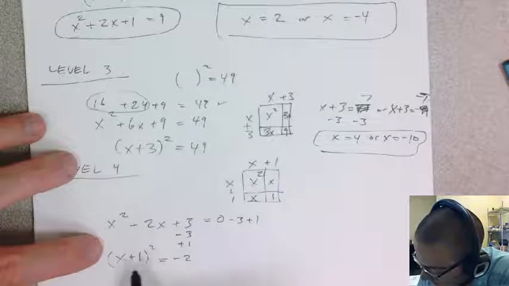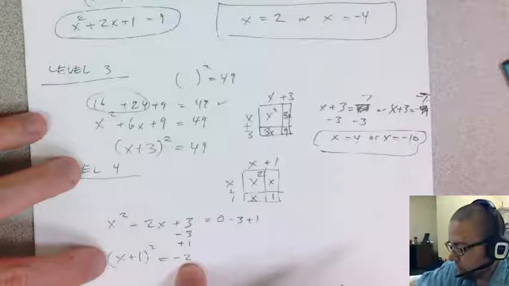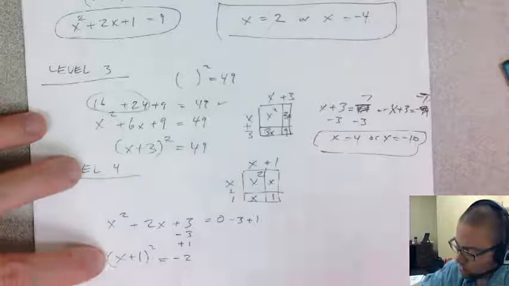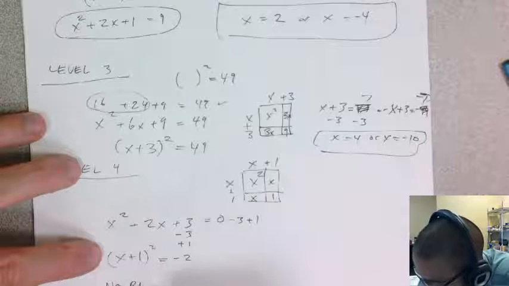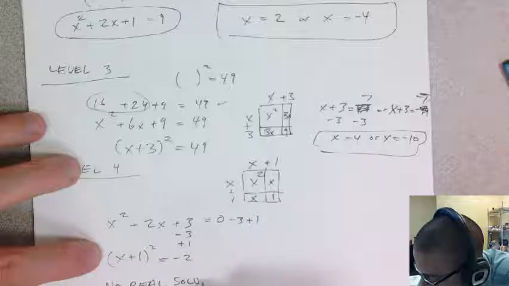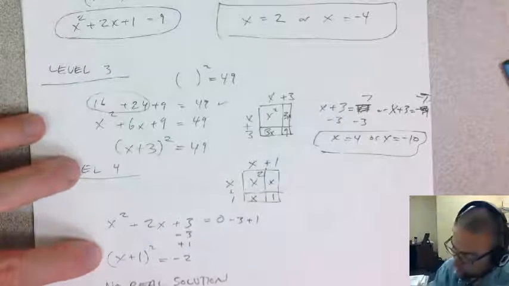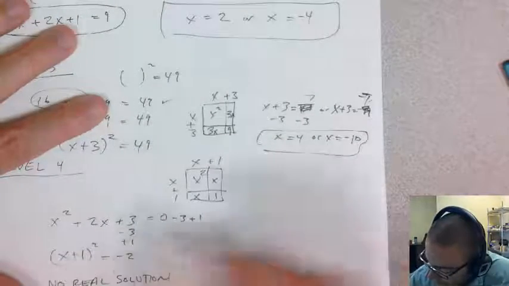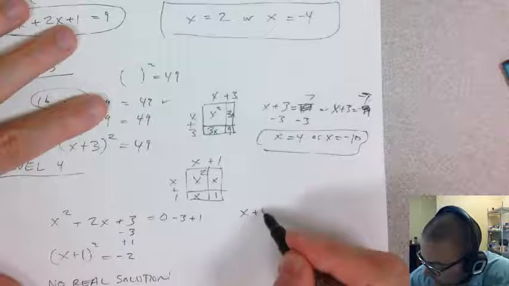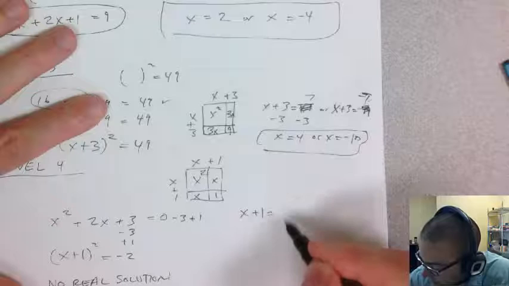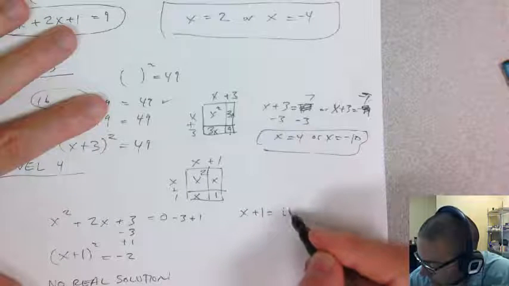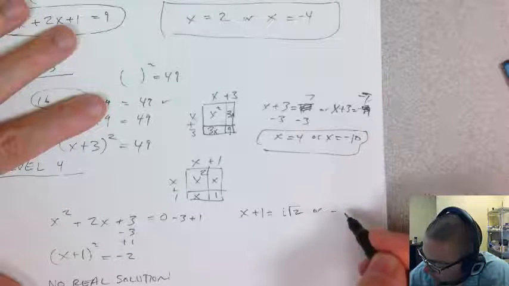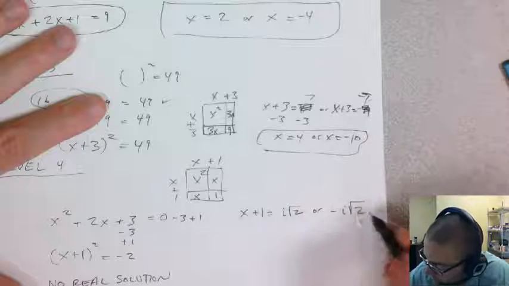Now, when I have something squared is equal to negative 2, there's no way something squared could be a negative, right? It's always a positive. So this is no real solution, is actually my answer. But there is an imaginary solution, so let's just for a moment assume that we can take the square root of both sides. So we would have x plus 1 is equal to the square root of negative 2, which I'm going to say is the imaginary square root of 2. Or I could have the negative, right? The negative imaginary square root of 2.